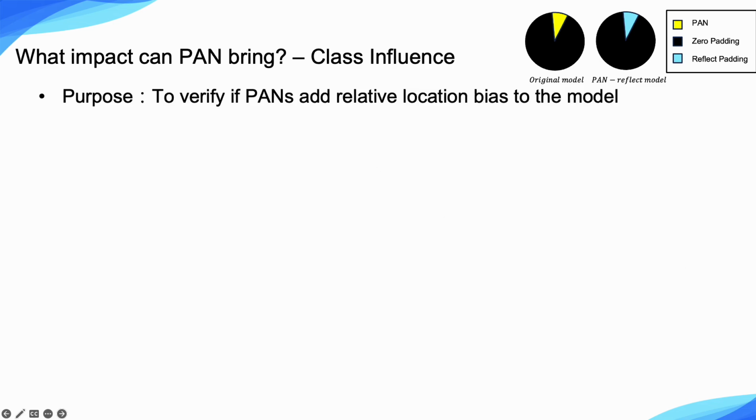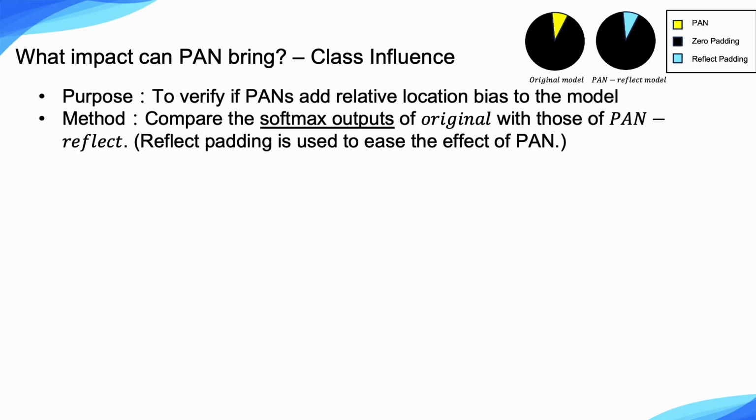So their first experiment is to verify whether pen introduces relative location bias to the model. The method is to compare the softmax output of the original with that of pen reflect, because the reflect padding is used to ease the effect of pen.